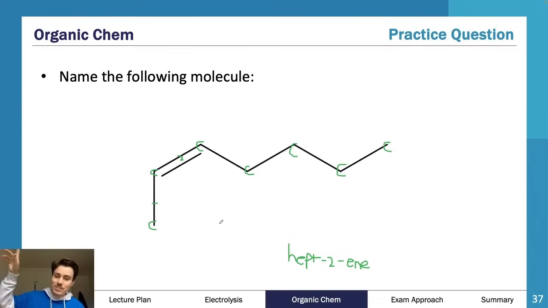Nonetheless, as you can see there, everything else is as it should be. You can see your hept 2 ene. You can see the skeletal structure. You should be fine with all of this.